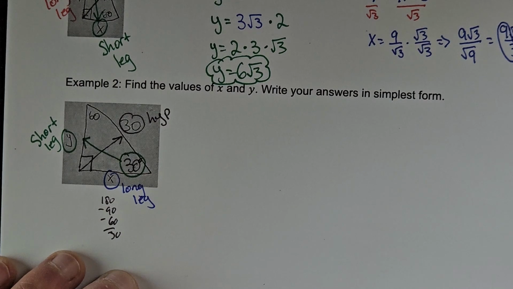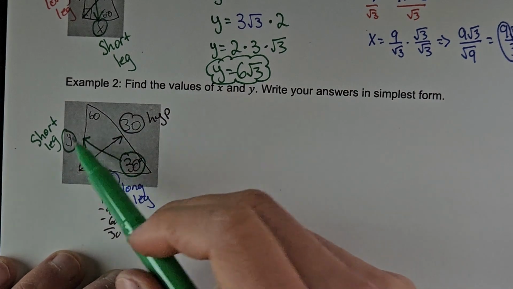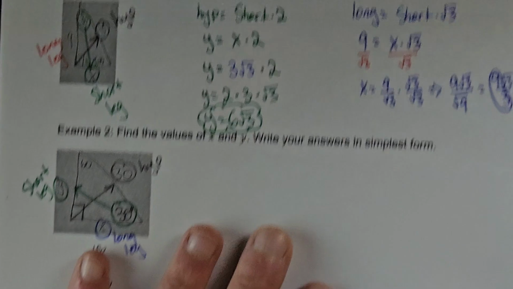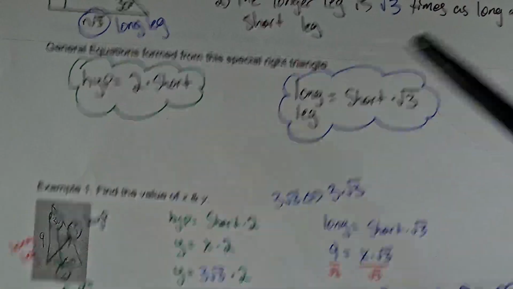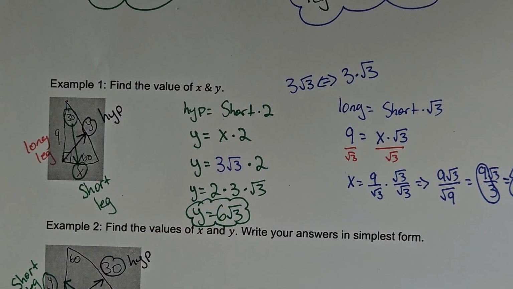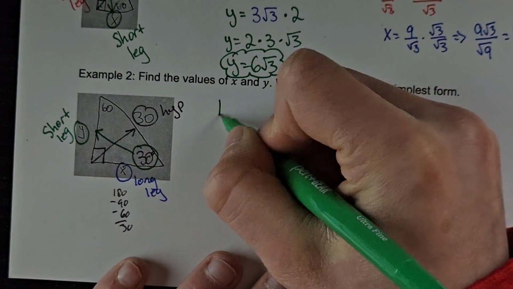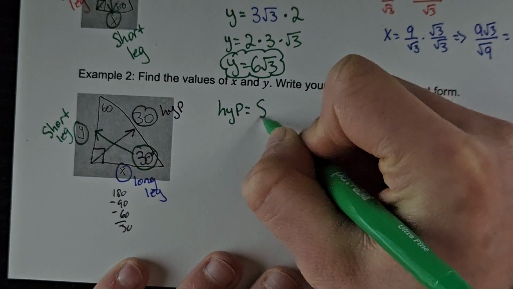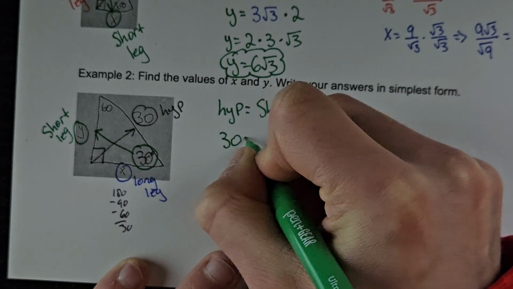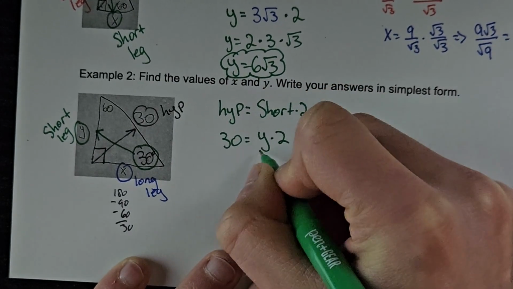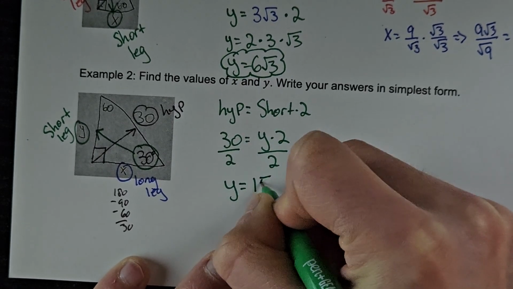Now I can start building up equations. I know my hypotenuse, but I don't know my short leg and long leg. So I think at the start of this problem, we should be using the hypotenuse is equal to 2 times the short leg. Since I know the value of my hypotenuse, it'll make finding the short leg a lot easier. So that means when setting up my equation, the hypotenuse is equal to short times 2. I will have 30 is equal to y times 2. Dividing by 2 to get y all by itself, I'd end up with y is equal to 15.